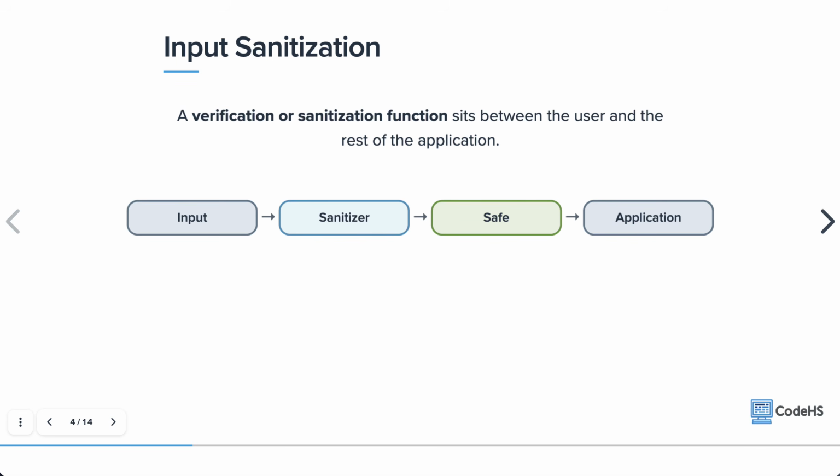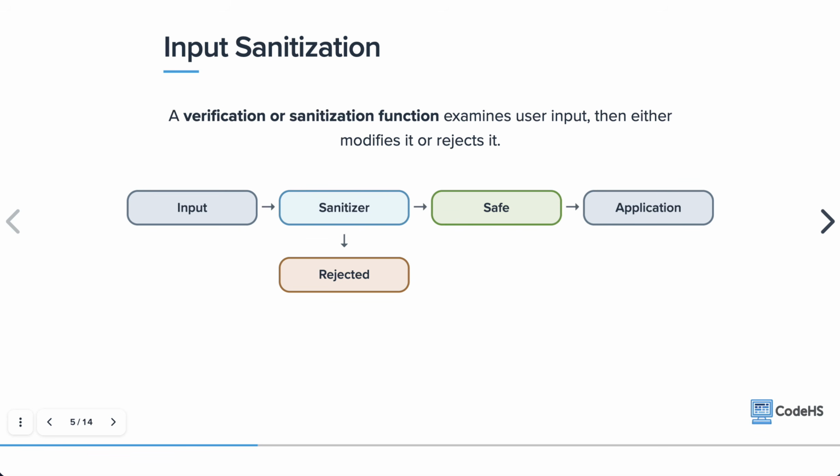The fix is to stop trusting raw user input. Programs need something checking the input before it ever reaches the database, the file system, or wherever it's going. A verification or sanitization function sits between the user and the rest of the application. The user types something. The sanitizer looks at it. If everything checks out, the sanitizer passes the safe version along to the application, which then runs its query or processes the file or whatever it was going to do. Notice that the application itself never sees raw user input. The sanitizer is a checkpoint.